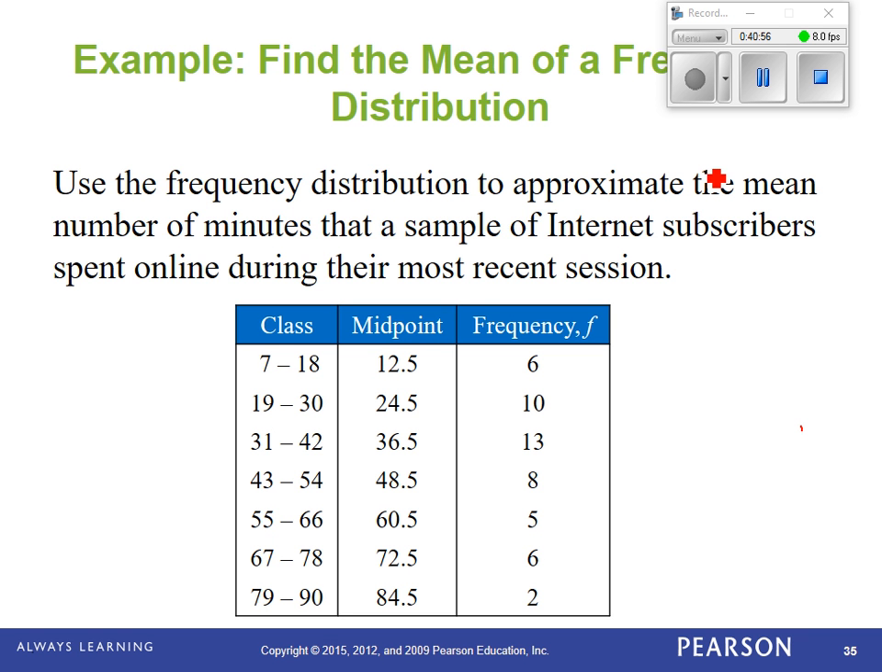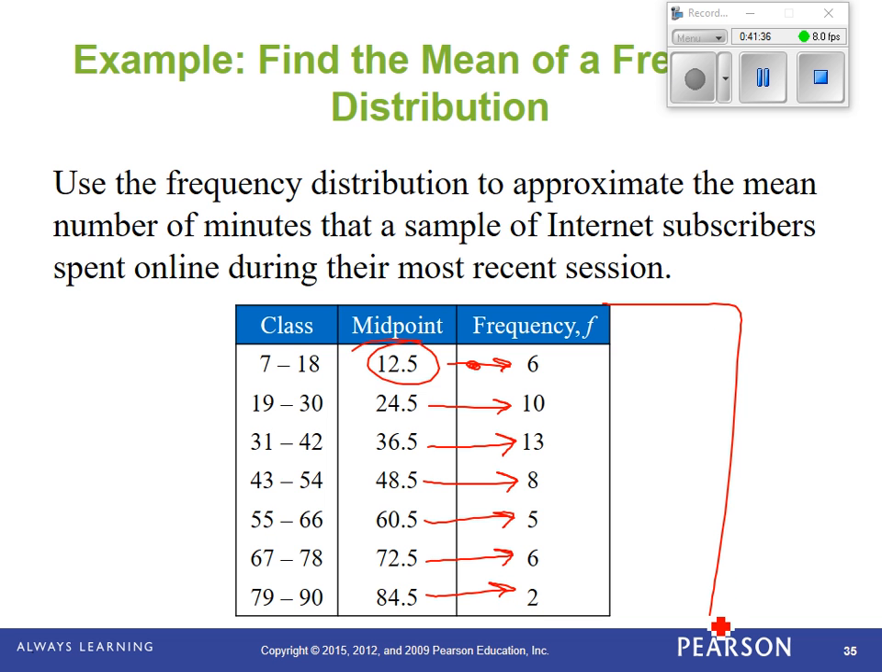So if we look at this, our classes are 7 to 18, 19 to 30, 31 to 42, 43, and so on, all the way down. We add these two, 7 plus 18 is 25, divided by 2 is 12.5, so that tells us the midpoint. We find all those midpoints for each of those classes. Then we have our frequencies, and all we're going to do is multiply those two together in each row, and that gives us another column.